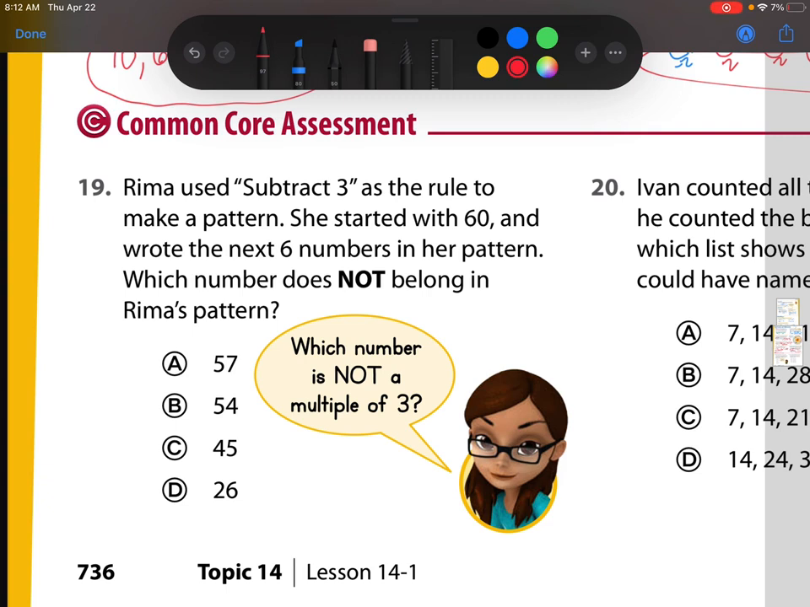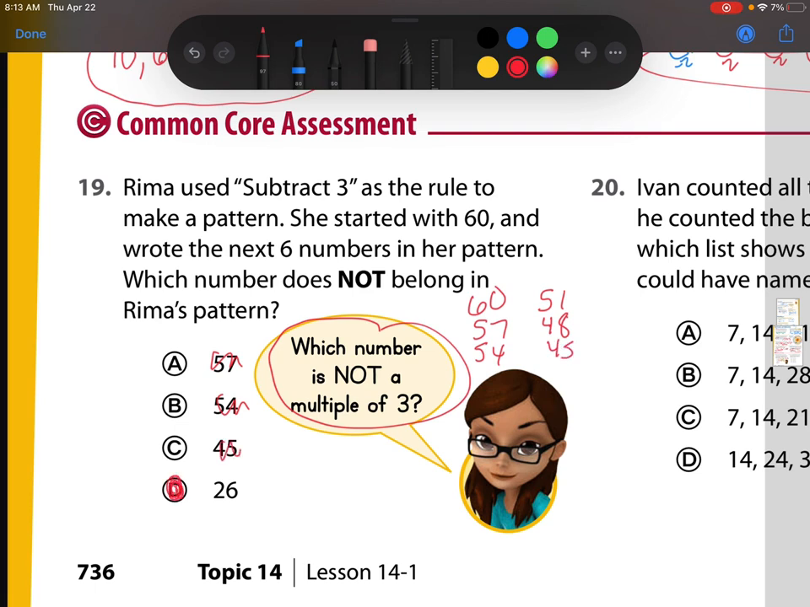Rima used subtract 3 as the rule to make a pattern. She started with 60 and wrote the next 6 numbers in her pattern. Which one does not belong? And then she's also saying, if we're stuck, which one's not a multiple of 3? Well, we have 60. Subtract 3 would be 57, which I see here. Subtract 3 would be 54, which I see here. Subtract 3, get 51. Then we subtract 3, get 48. Subtract 3, get 45. So our answer is D.